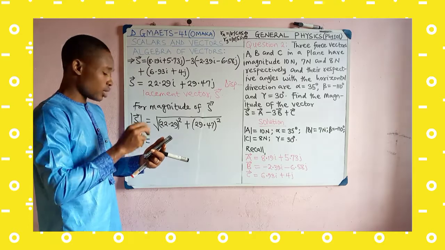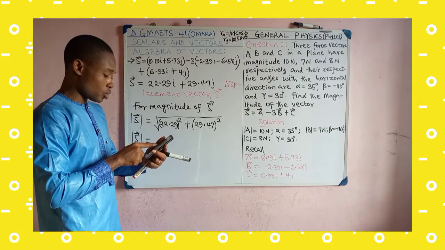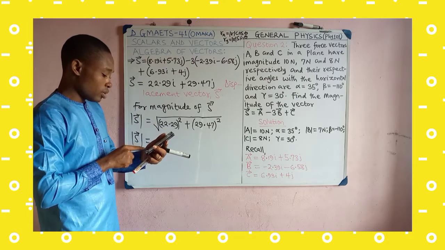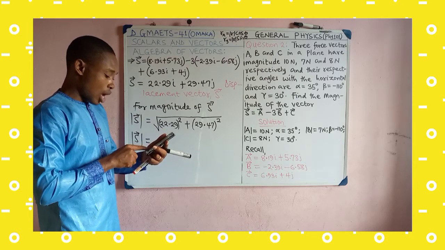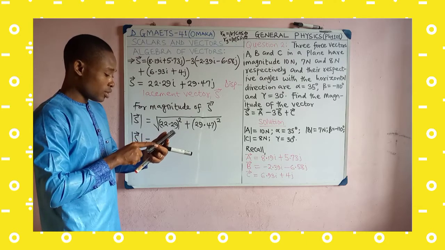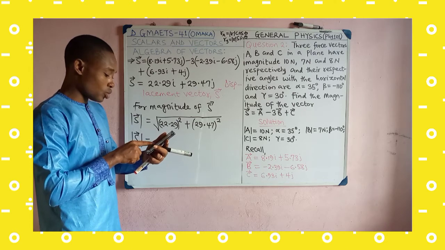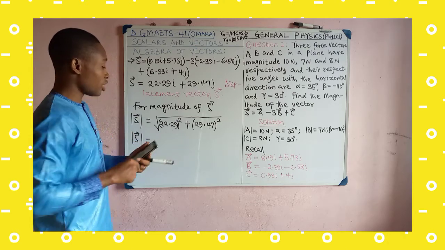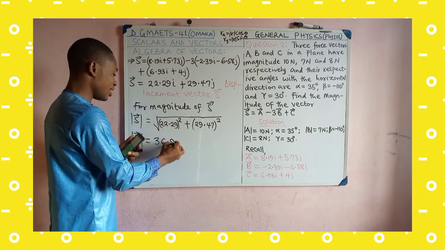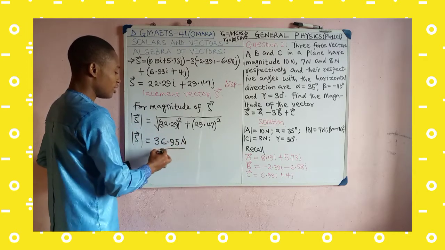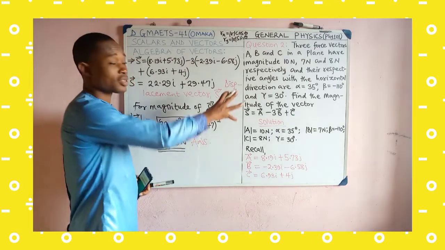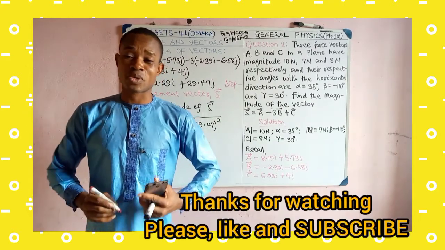Square root, open bracket, open under bracket, 22.29, close the bracket, and raise to power 2. I'm going to add it to open under bracket 29.47, close that bracket, raise to power 2, then close everything finally because of the double bracket we started. So this is 36.95 Newton. This is the displacement vector's magnitude S we are asked to find, and that's the solution of the problem on the board.